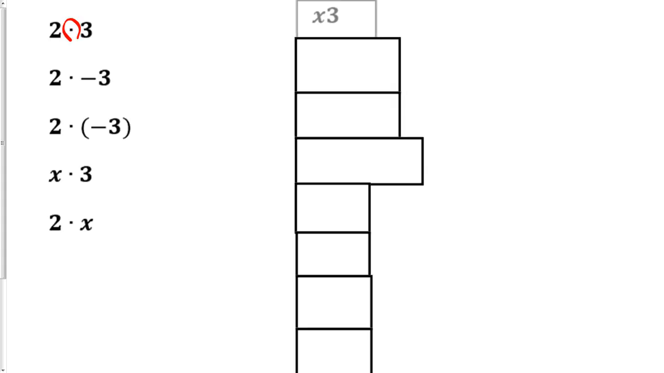I can also have x times 3 this way. And I'm going to look in between them and notice there's nothing there, but because it's a variable and a number, I know there's multiplication. It is understood multiplication. Here I have a better example of multiplication.